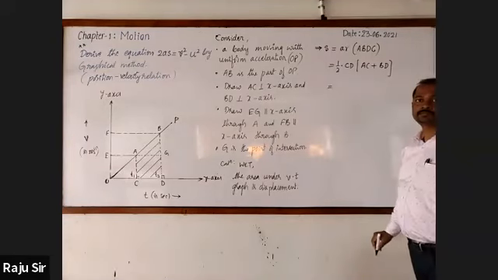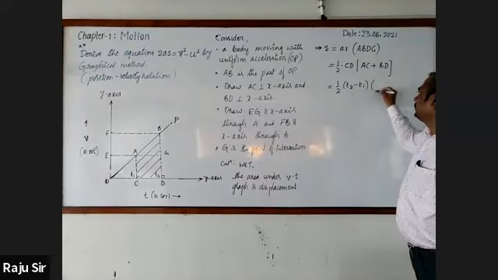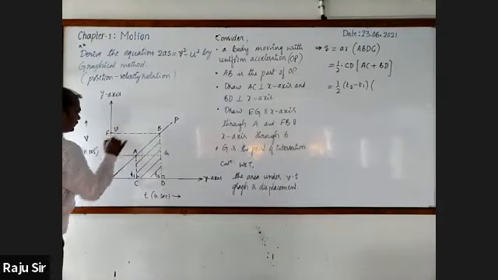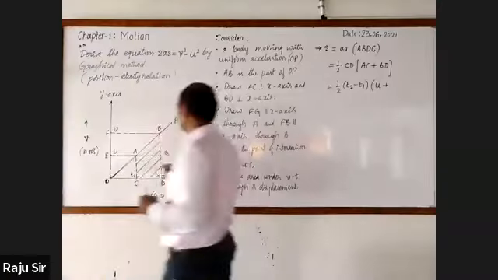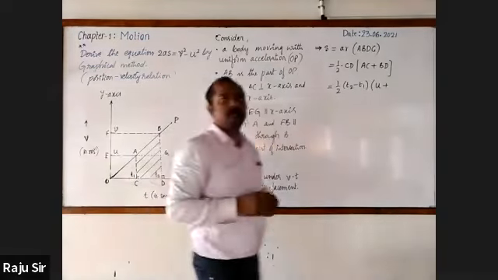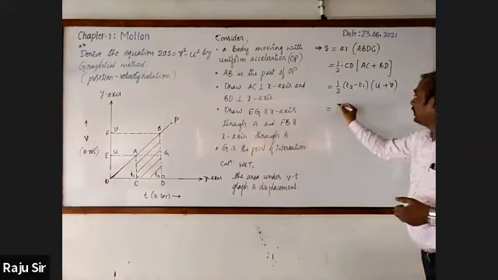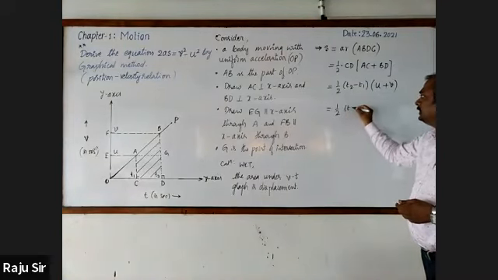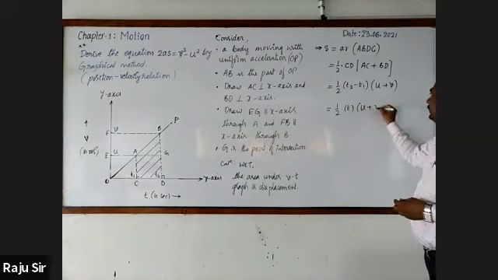This is equal to half into CD, which is T2 minus T1. Very good. T2 minus T1. Please write with me. T2 minus T1 into AC. AC is U minus 0, only U. Plus BD. Observe. BD is V minus 0, only V. This is equal to half into (T2 minus T1) into (U plus V), where T2 minus T1 is T.